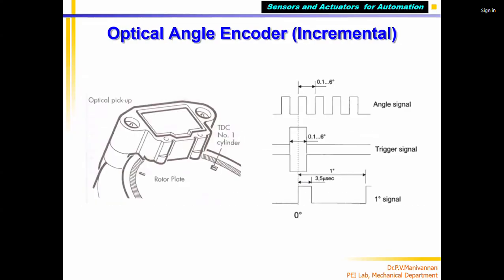Now, before going on, I want to say that in an engine, for example, when you want to measure the P-theta diagram, correct? You will use what you call an optical encoder, a shaft angle encoder or crank angle encoder. We call it a crank angle encoder, correct? They use an incremental encoder only.